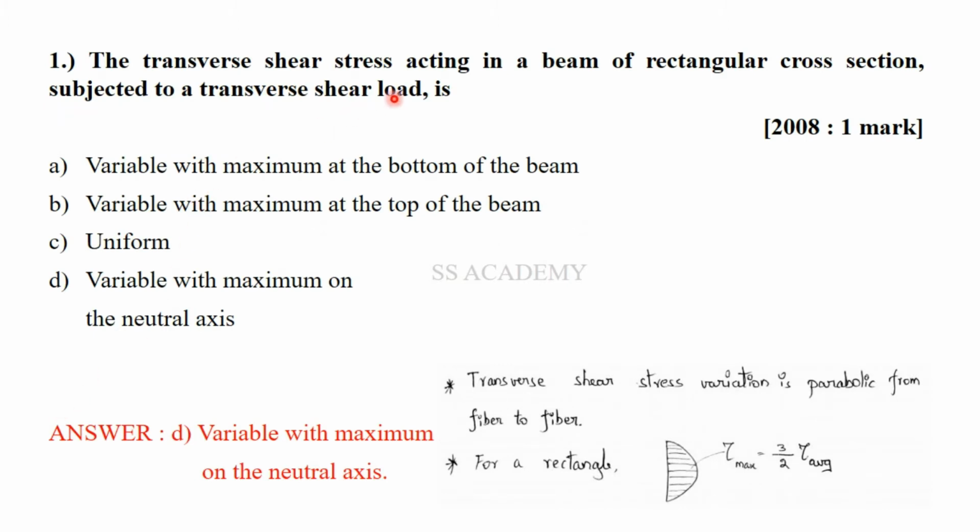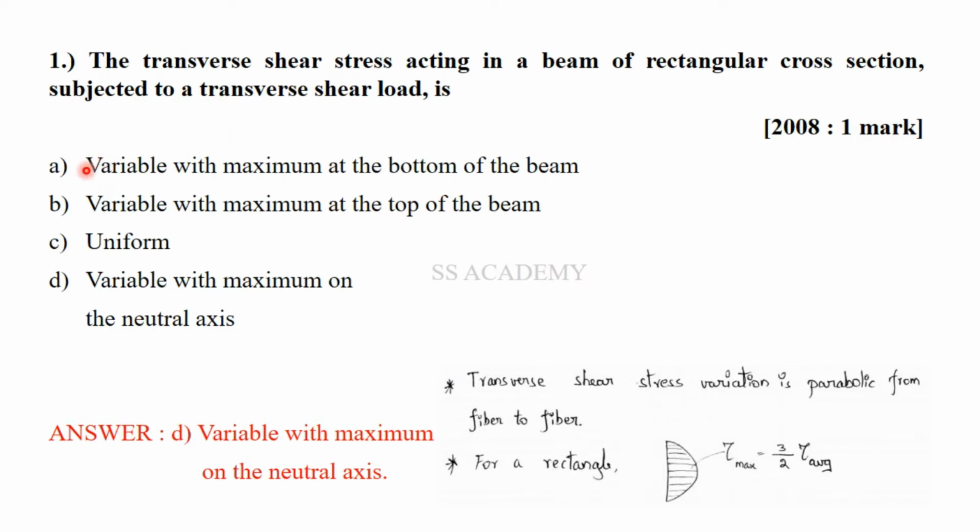The transverse shear stress acting in a beam of rectangular cross-section subjected to a transverse shear load is... They have said about a beam of rectangular cross-section which is loaded transversely. That is, a transverse shear load is loaded. So you will eventually get a transverse shear stress acting on that beam. And they have particularly asked regarding rectangular cross-section. Remember that. They have asked the variation of the transverse shear stress.